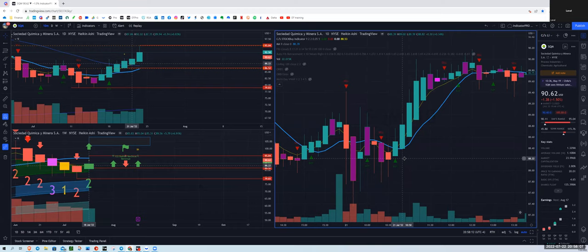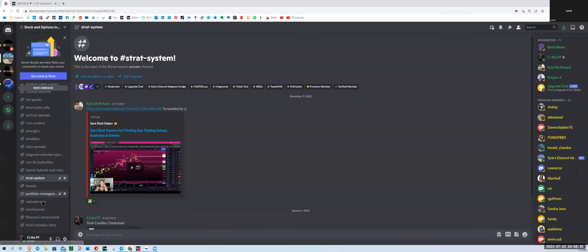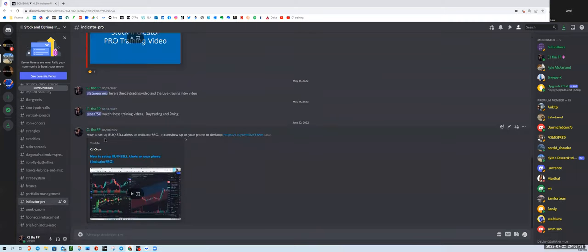The reason we use 10 minutes is again, you're looking at other stuff, doing other stuff, and then every 10 minutes you can come back and take a look, or when you get the alert, you can set up an alert where you can get a buy signal. Under the education tab, if you go to Indicator Pro, here's how to set up buy and sell alerts on Indicator Pro. This will teach you how to set it up, all right?